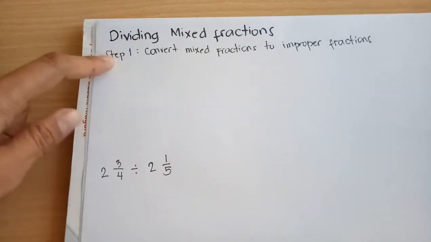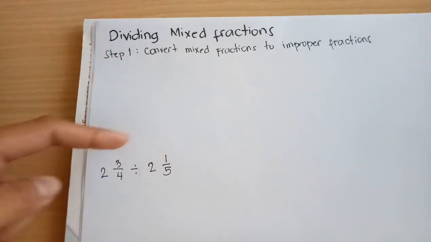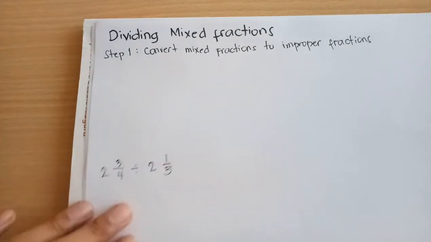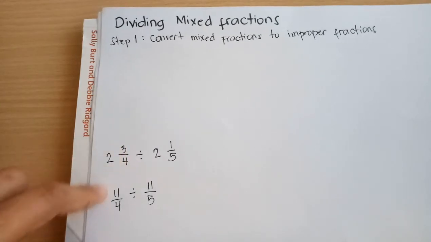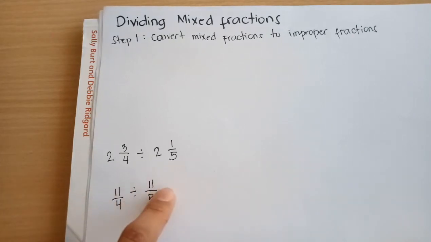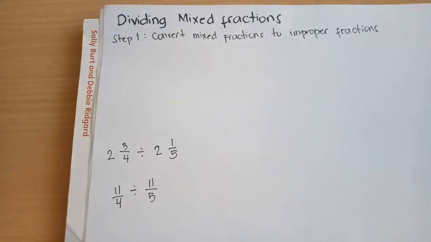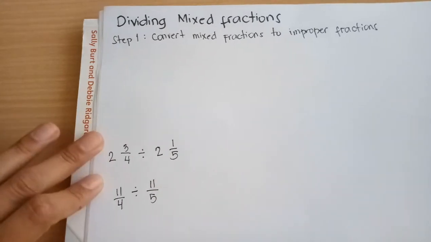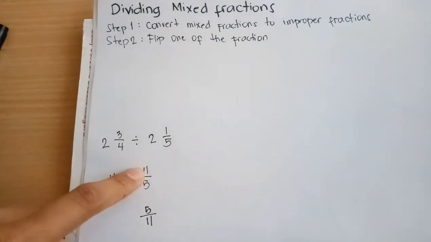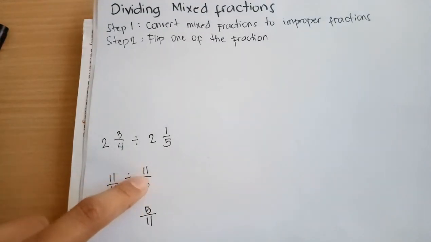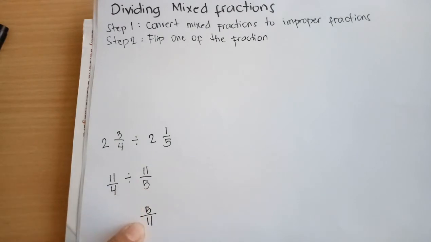So like step 1 said, we just convert both of the mixed fractions to improper fractions. I'm going to write the conversion here. Now I've converted our mixed fractions to improper fractions. Now we have 11/4 divided by 11/5. So the next step is just to flip one of the fractions. Okay, so that's the second step. So I just flipped this fraction. So from 11/5, it's going to be 5/11.